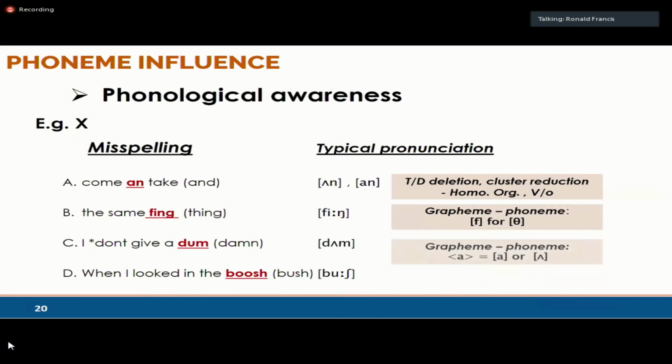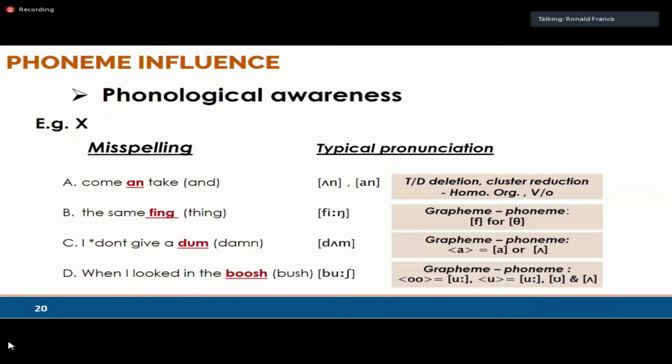Right? So all of this is an example of grapheme-phoneme correspondence, or the fact that the student is taking Creole influence in speech and it's reflecting in the writing. Also, we have here "when I look in the bush," because the upsilon, the sound which is required here, as in words like good or bush in standard English, is not part of St. Lucian speech. You have a lack of differentiation between oo and sometimes the wedge.